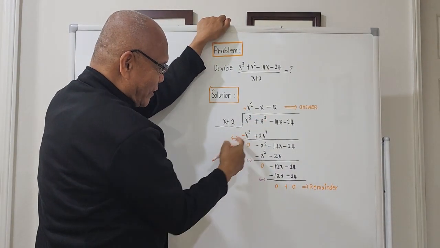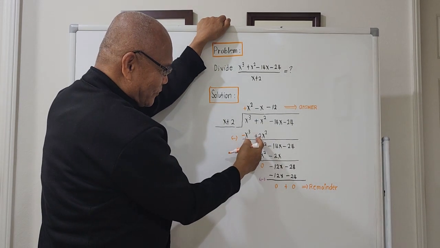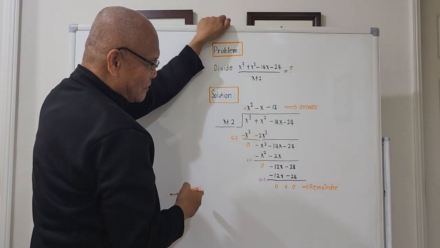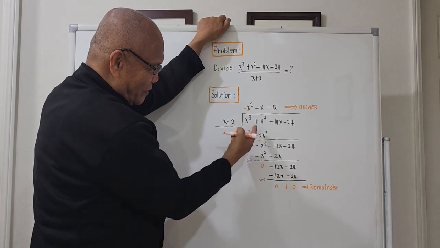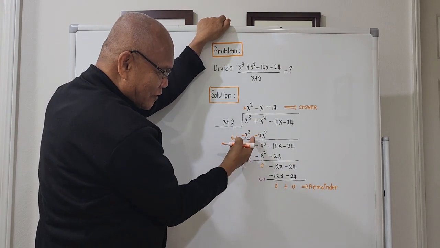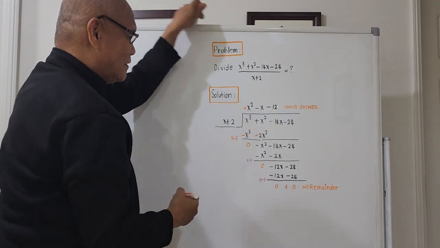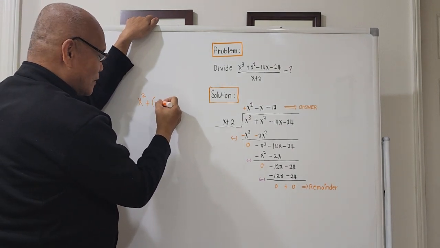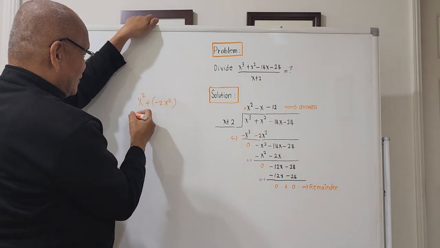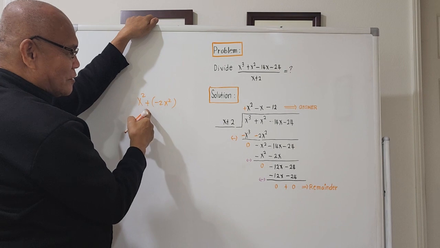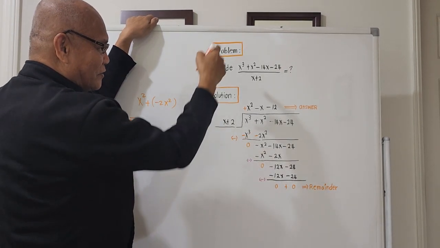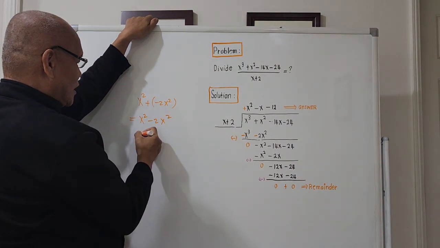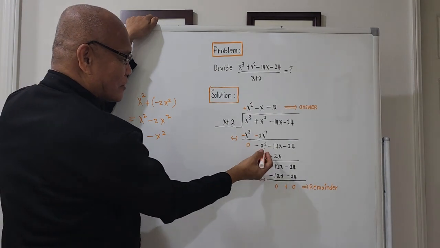X squared minus 2x squared. This will become minus, right? Then try to take the sum: a positive x squared plus open quantity negative 2x squared. If we take the sum, the operation is addition, right? After inserting this negative sign, we add, so it becomes x squared minus 2x squared. So what will come out will be negative x squared.